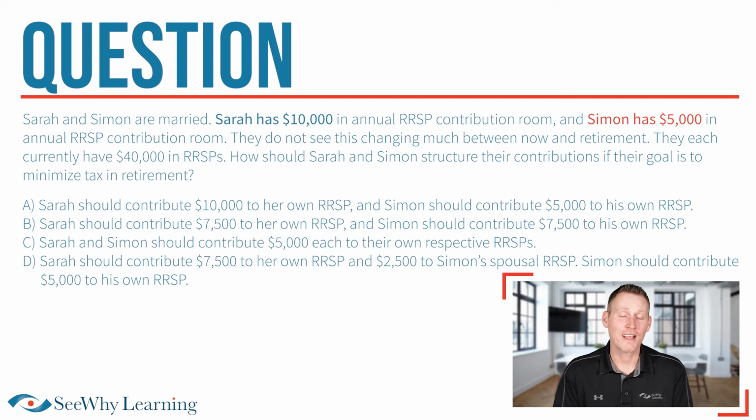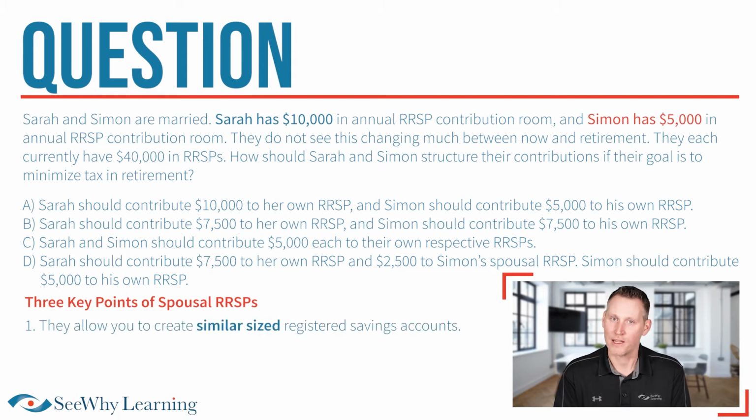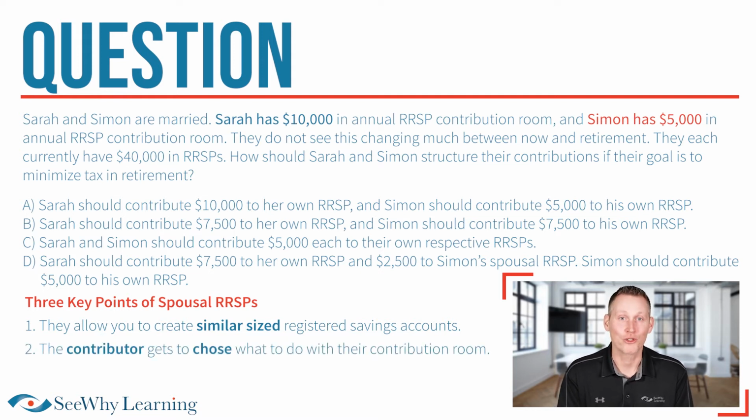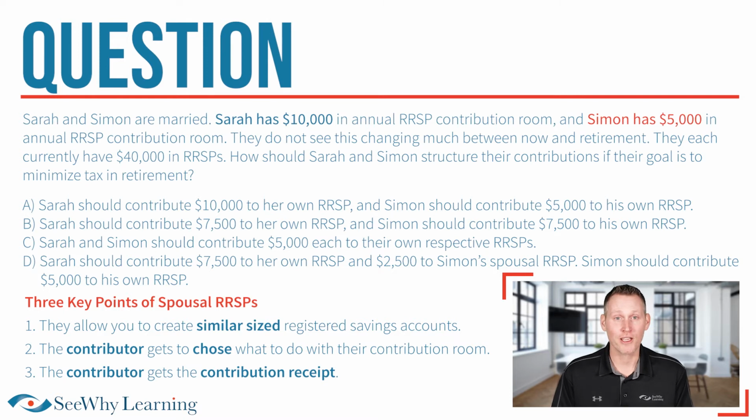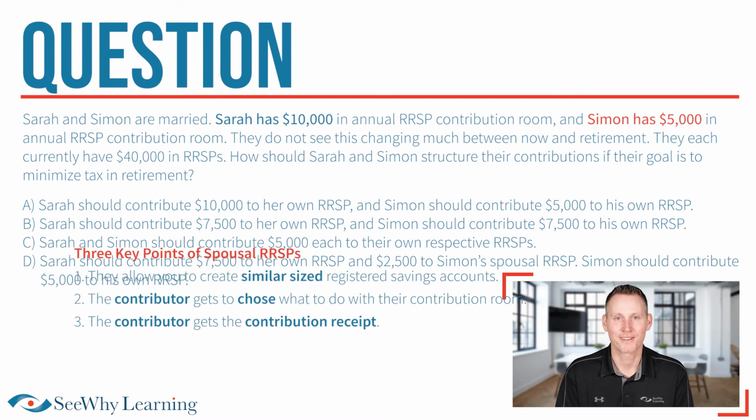All right, the question is asking us how Sarah and Simon should structure their RRSP contributions to minimize taxes in retirement. Okay, remember the three key points for spousal RRSPs that you learned in the study guide. Number one, they allow you to create similar-sized registered savings accounts. Number two, the contributor gets to choose what to do with his or her own contribution room. And number three, the contributor gets the contribution receipt. So let's see if we can use these to narrow down the answer choices.